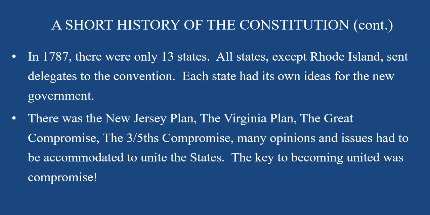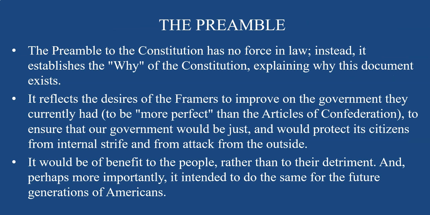There was the New Jersey Plan, the Virginia Plan, the Great Compromise, the Three-Fifths Compromise. Many opinions and issues had to be accommodated to create the United States. The key to becoming the United States was compromise. So among these plans, the founding fathers had to debate and come to an agreement as to what and how the government should look.